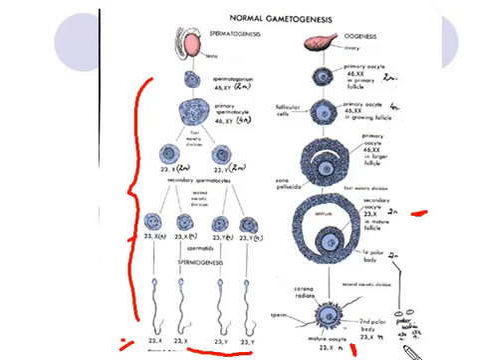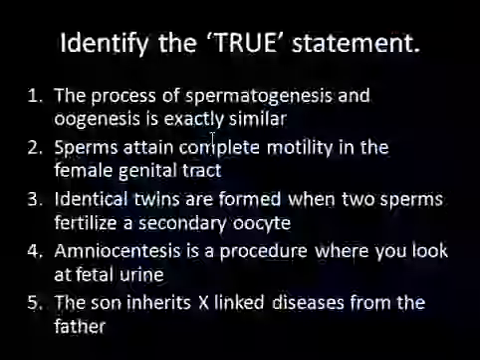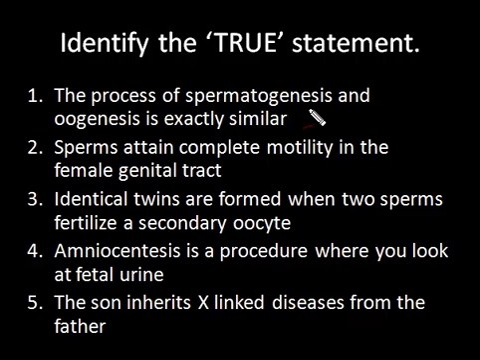The second difference is that here there are four functional cells, while in oogenesis we have only one functional cell and three polar bodies which are non-functional, because we want one cell to have all the cytoplasm, and also we don't want a population explosion. The other thing is that oogenesis begins before birth, whereas spermatogenesis begins at puberty. So there are quite a few differences, so they're not exactly similar. This is false.